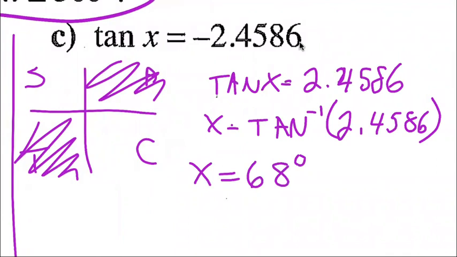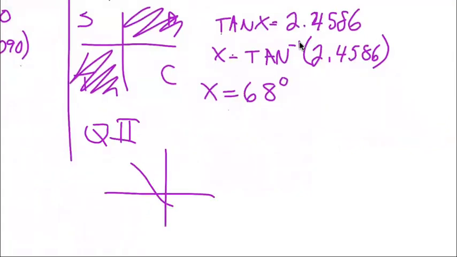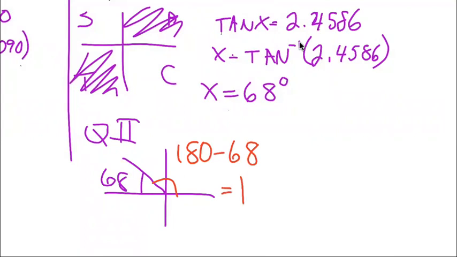And again, just a quick double check. Second function tangent 2.4586, 67.88, which is 68 degrees. So my reference angle is 68 degrees. So now I look in quadrant 2. If my reference angle is 68 degrees, what is this rotation angle? That's going to be 180 minus 68, which is equal to 112.